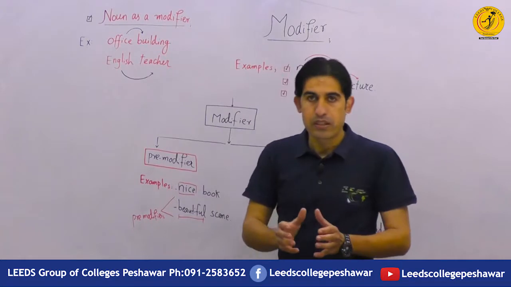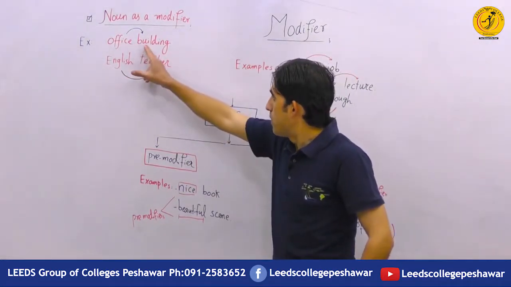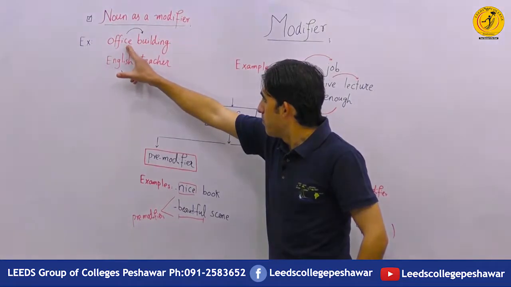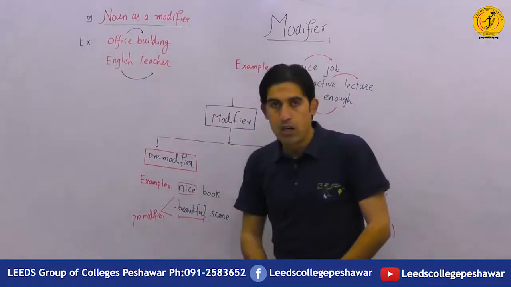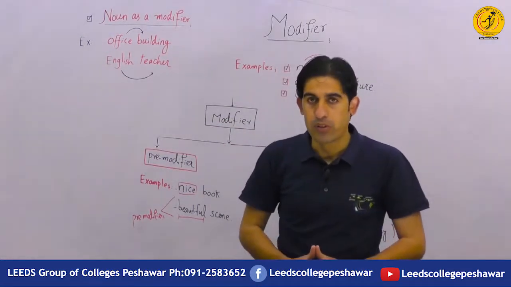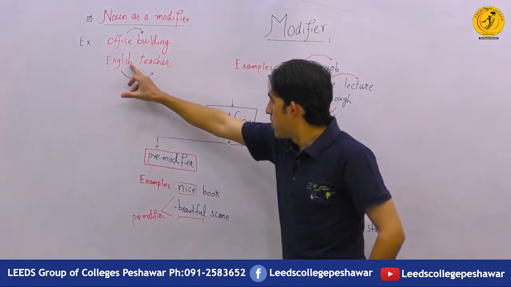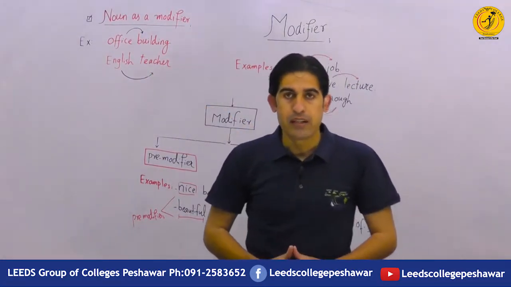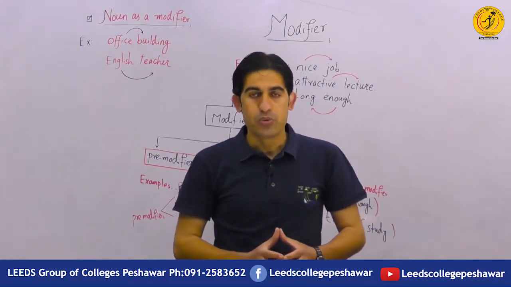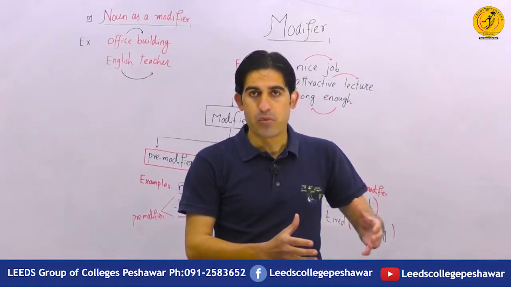But what kind of building are we talking about? We are talking about an office building. This is a modifier, being a noun, and it qualifies the building. And the second example: what kind of teacher do we talk about? English teacher. Both of them are nouns, but the first noun qualifies the teacher. So the point is that yes, we can use a noun as a modifier, and it qualifies and modifies the next noun.